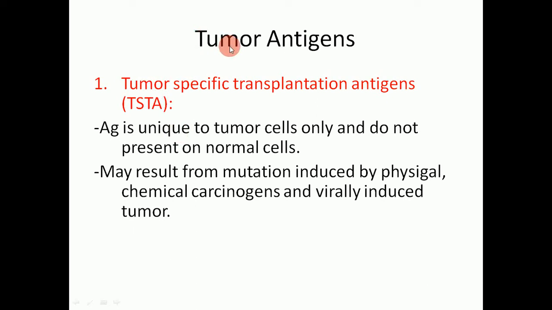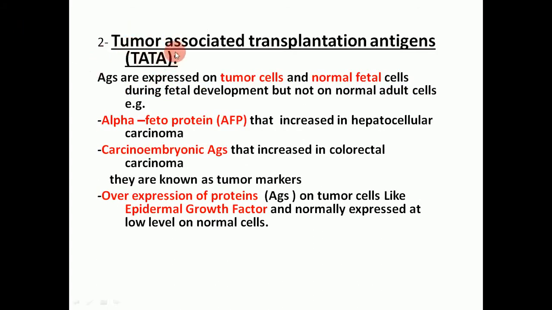So we have two types of antigen on tumor cells. The first is tumor-specific transplantation antigen, which means the antigen is present only on the cell wall of the tumor. The second is tumor-associated transplantation antigen, which means these antigens are expressed on the tumor cells as on normal fetal cells; they are present during fetal life, while in normal adult cells they disappear or are present at a low percentage. The best examples are alpha-fetoprotein, which is increased in hepatocellular carcinoma, and carcinoembryonic antigen, which is increased in colorectal carcinoma.